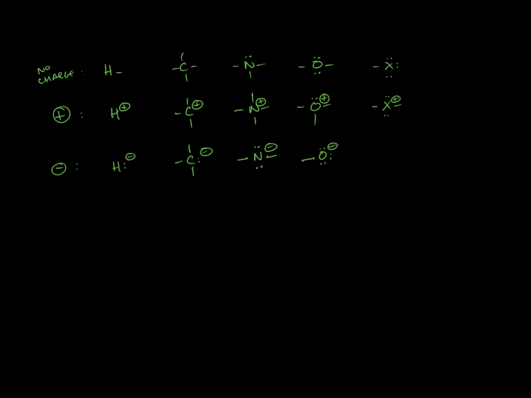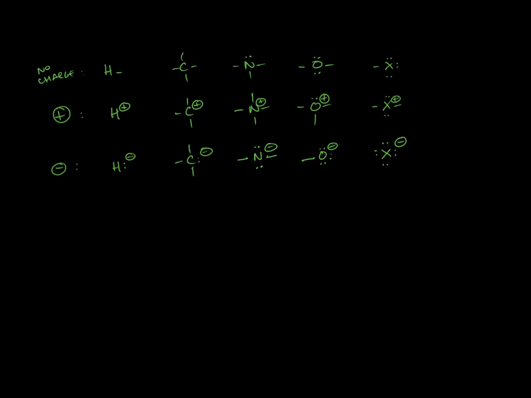Lastly, and we saw this one already, a halogen neutrally would have 7 electrons. But if it had a minus charge, it would mean it has 1 extra, and therefore a halogen with a minus charge makes no bonds because it has a full octet.